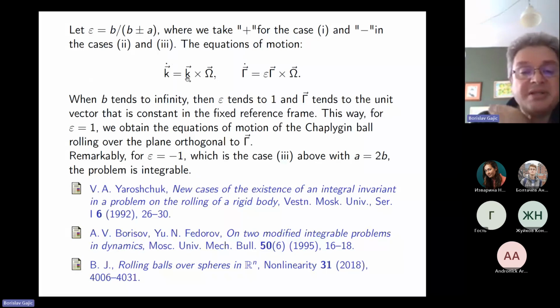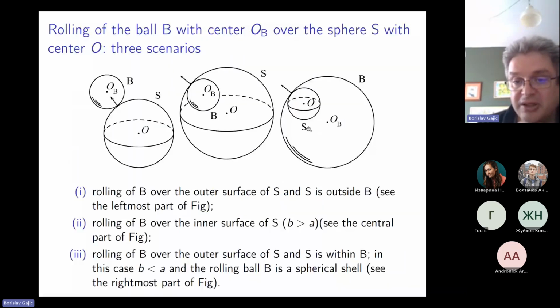This is again a non-Hamiltonian system in R^6, but it is proved that this system has an invariant measure. This is due to Yaroshchuk. Borisov and Fedorov found an integrable case when epsilon is equal to -1. This corresponds to the case where we have a spherical shell, a ball that is a spherical shell rolling over the fixed sphere S.